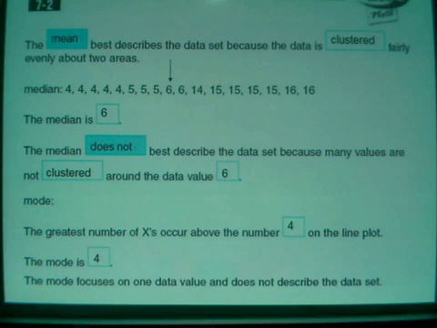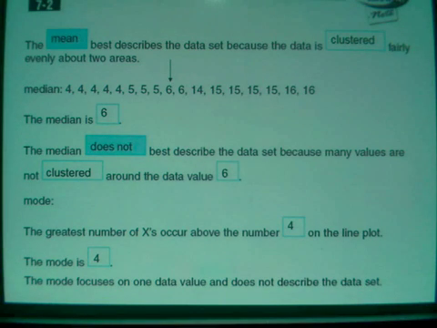The median here, the middle number, is going to be 6. As you can see, the arrow points that out. In this case, that 6 really favors all the numbers on the low end, but doesn't really show the numbers on the high end. So we're going to say the median does not best describe the data set because many values are not clustered around the 6. Again, most of those numbers are on the low end, but those numbers on the high end, 14s, 15s, and 16s, aren't in that area.